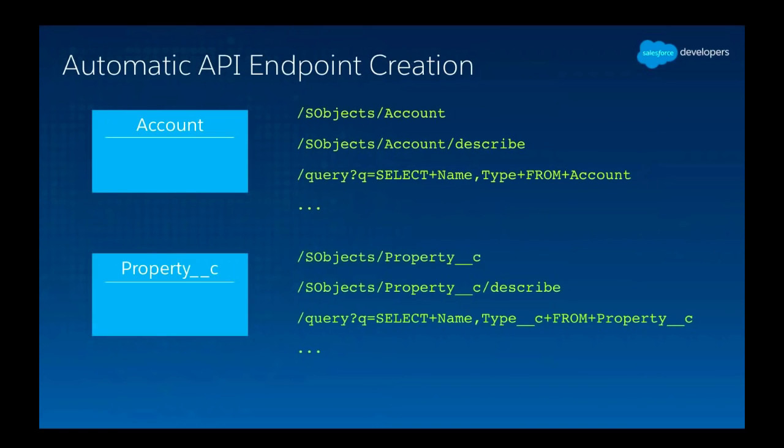As I mentioned, as you create new entities, we automatically generate the endpoints for those. So you can see here that these are some of the endpoints for the standard object called account, and this is the custom entity called property. You can see that basically the same endpoints are going to exist. The only difference might be things like which fields are available for which entity.